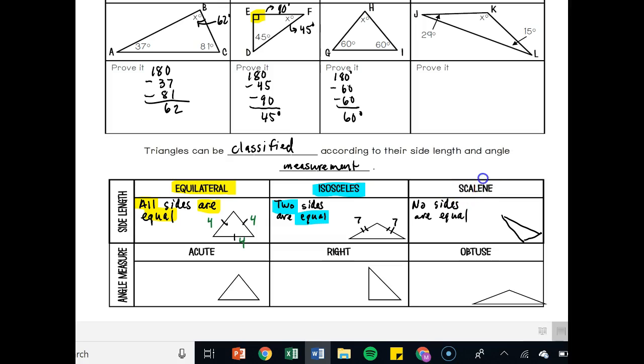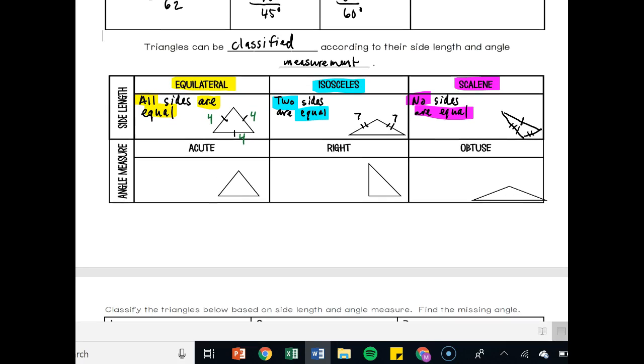Finally, in a scalene triangle, no sides are equal. So you might even see something like this: 1 tick mark here, 2 tick marks here, and 3 tick marks there, meaning that all those sides are different lengths. We can also classify triangles by their angle measurement.